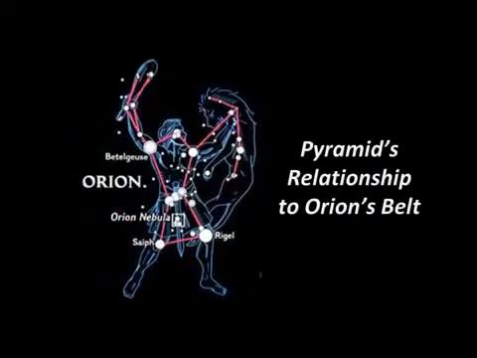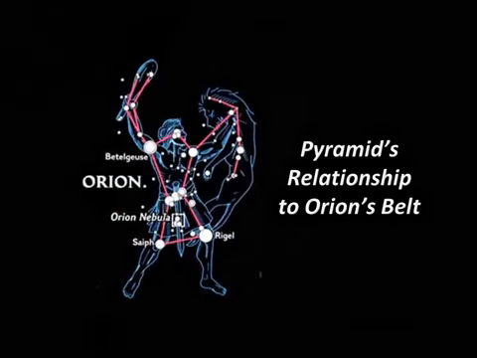We look at some of the celestial signs. The relationship of the pyramid to Orion's belt. We all know Orion's constellation, and in the middle there are 3 stars in a row.